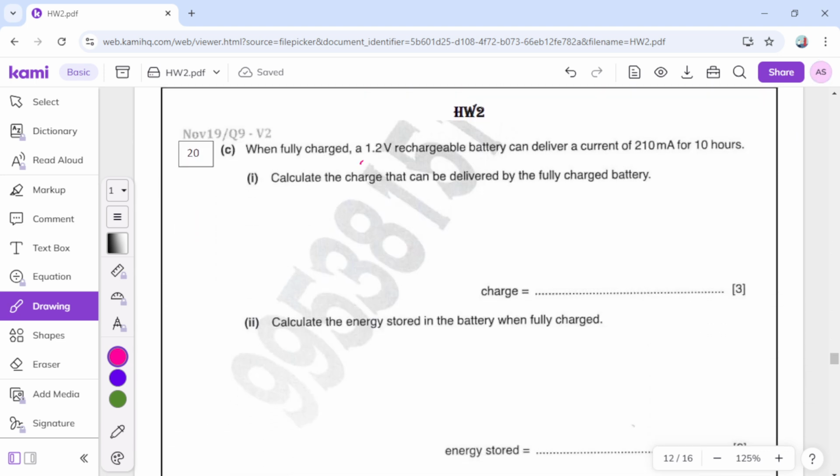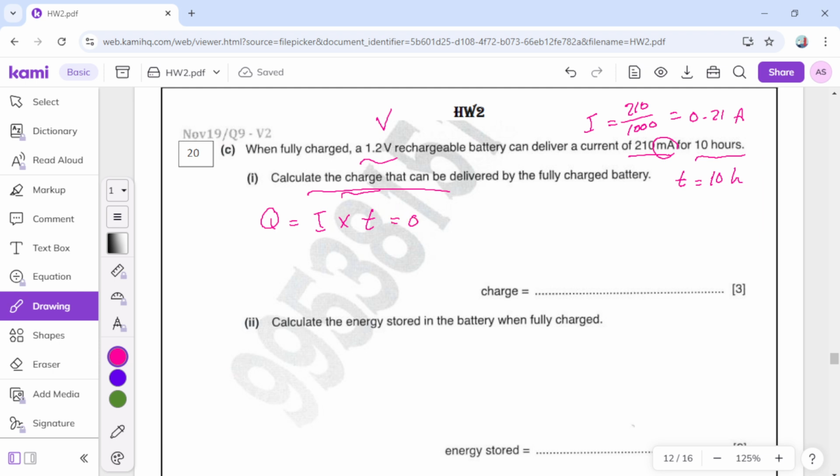When fully charged, this is the voltage. The rechargeable battery can deliver a current of this value, but be careful, this current is in milliamps. So you have to convert it: 210 divided by 1000. So now we have current 0.21 amps, for 10 hours, this is the time. Okay, and they ask us to find what? Calculate the charge. Charge equals current multiplied by time.